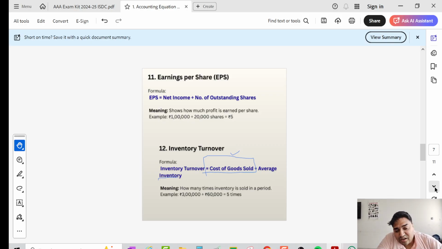Now inventory turnover shows the cost of goods sold against the average inventory. So, how many times inventory is sold in a particular period. Let's say 300,000 is the cost of goods sold against 60,000 of average inventory. So 300,000 divided by 60,000 is equal to 5 times, which is the inventory turnover.